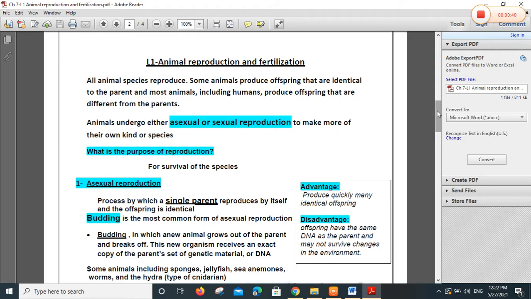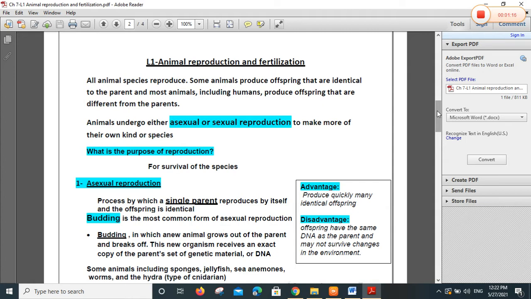All of you know all animal species reproduce. Why? For survival of the species. So all animal species reproduce. Some animals produce offspring identical to the parent, and most animals, including humans, produce offspring that are different from the parents. Why do some animals produce identical offspring and other animals produce different offspring?